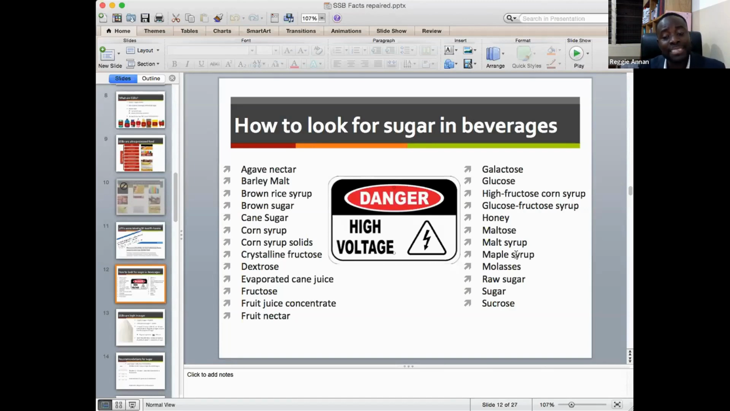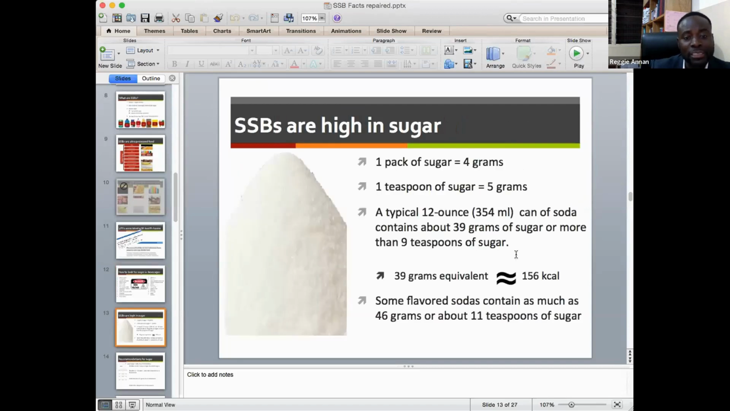And so when we talk to people, or when we are pushing for restrictions, we should remember that it may not only appear as sugar, but for as long as any of these ingredients are in the product, they basically are referred to as sugars that are in the product, or sugary drinks that we should be concerned about. And the mere fact is that SSBs are high in sugar.